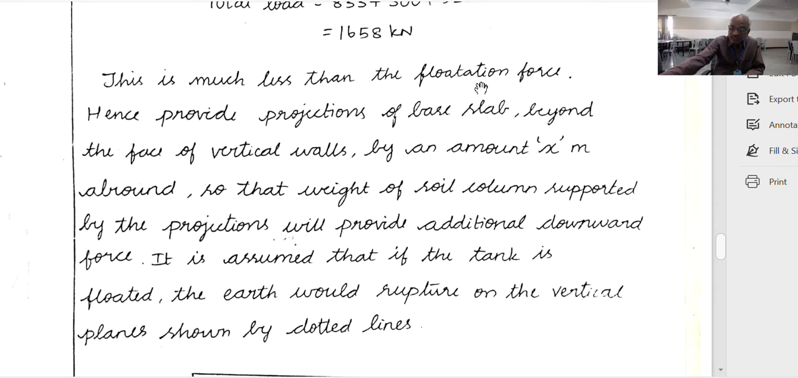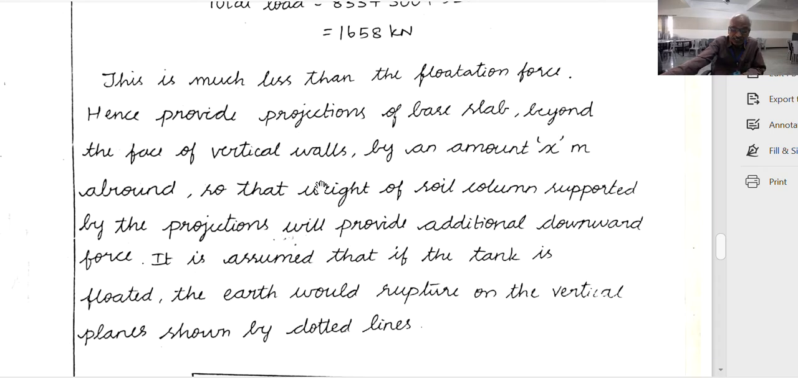Therefore, this is much less than the floating force. Hence, what is the alternative? Alternative is provide projections all around the slab. Extend the base slab all around so that the soil standing on the projection will give additional downward force, so that the tank will be safe. So, what is the projection that is to be given? That is the concern now.